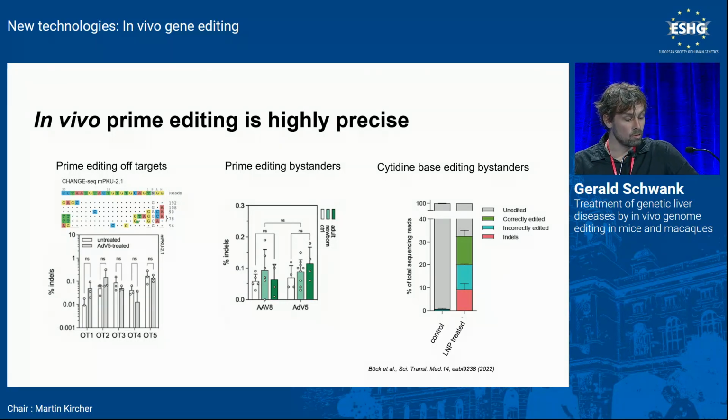So in conclusion, we think it has a lot of potential, prime editing, but so far we still rely on viral vector delivery to get efficient editing in animal models.